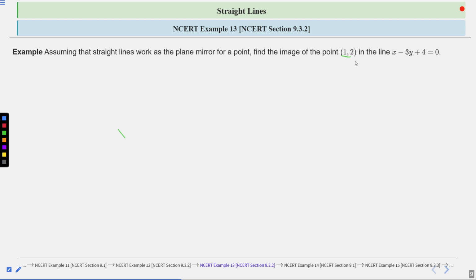Okay, so we have to find here the image of the point (1, 2) in the line x minus 3y plus 4 equal to 0. Clear? So what we have to assume here? We have to assume here straight lines work as the plane mirror for a point. Okay. So students, first of all, try it yourself. You have 30 seconds to try to solve this question.